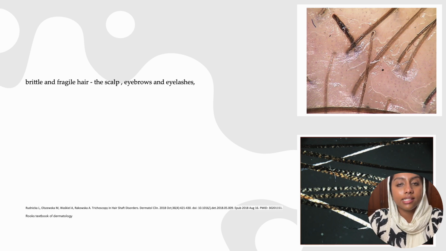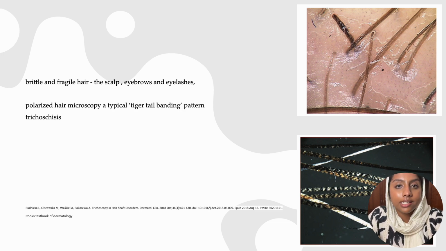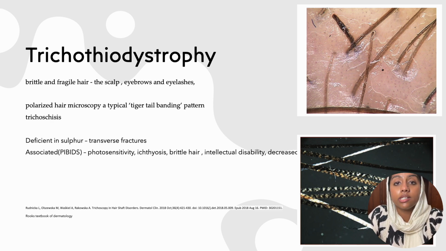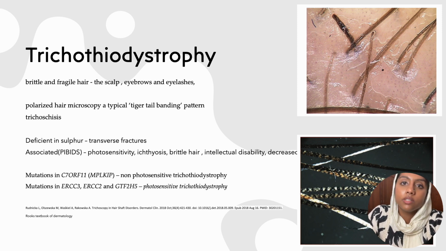What happens in this case is that due to the sulfur defect, there are a lot of transverse fractures in the hair shaft, and this gives rise to the tiger tail appearance, the alternating dark and light bands. So this is basically a sulfur deficiency. The disease is trichothiodystrophy. We have certain associations in trichothiodystrophy that can occur as syndromes associated with photosensitivity, intellectual disability, and ichthyosis, etc. And then you also have genes associated. We have genes that are associated with photosensitivity and genes that are associated without photosensitivity. So this is brief info about trichothiodystrophy.